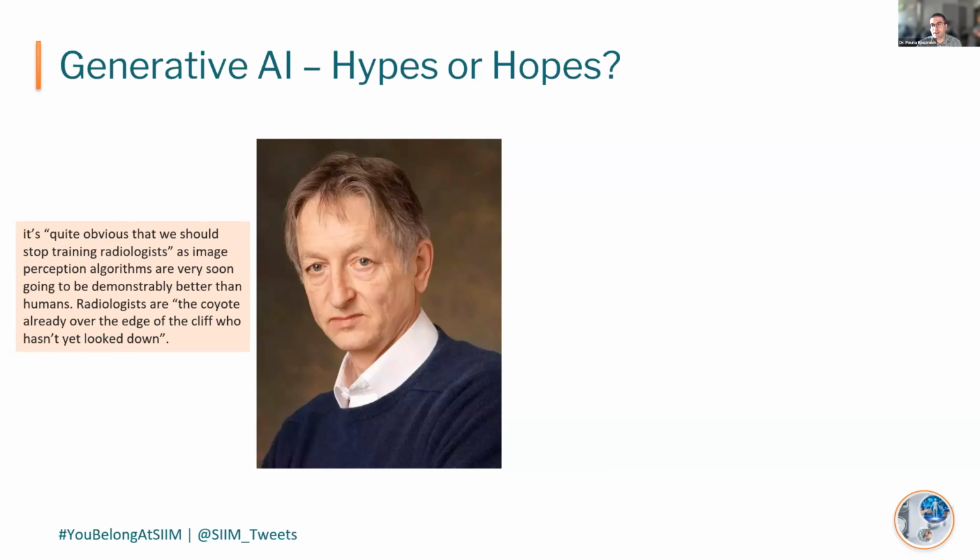And 5 years passed, and radiologists were still there. So somebody went to Hinton again and asked, hey, what was wrong with your prediction? And he simply said that, no, I was just wrong about the time. Probably I needed 10 years instead of 5.